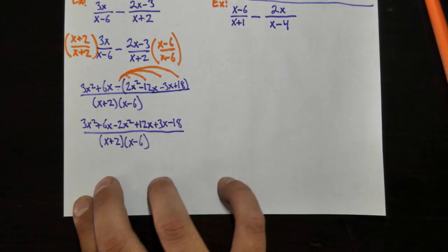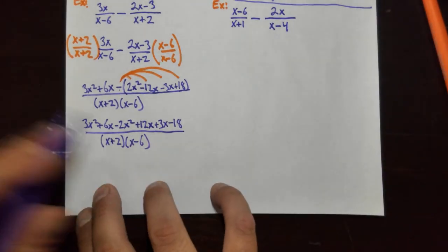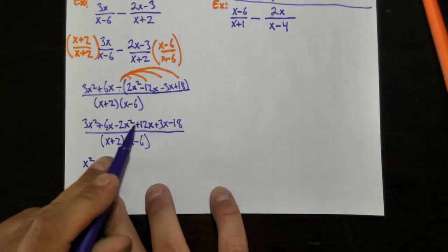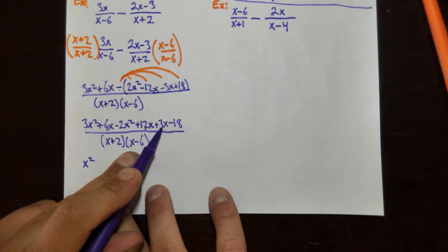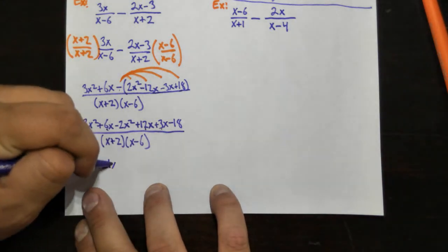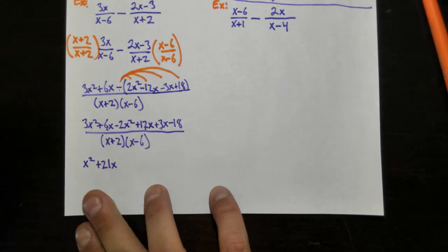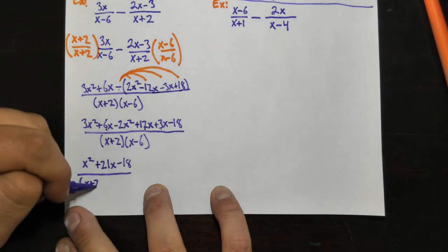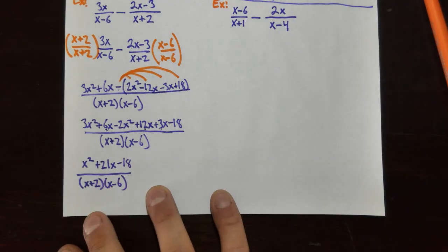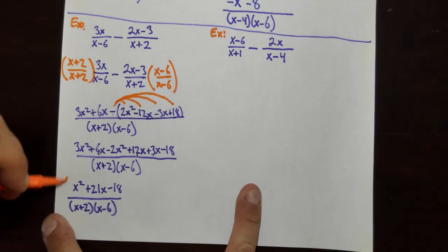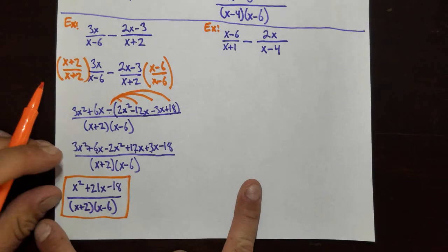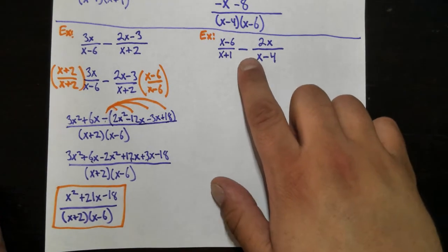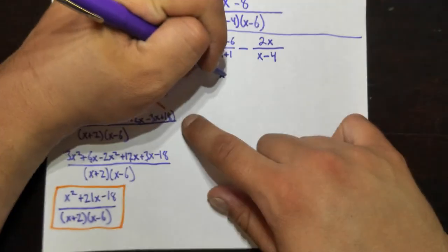And then we combine like terms here. So 3x squared minus 2x squared is just x squared. Let's see, we have 6x plus 12x is 18x, plus 3x is 21x. And then we just have this one constant of negative 18. And we're done. We just subtracted those two. Alright, one last example here of subtraction. So I'm just going to rewrite it again.